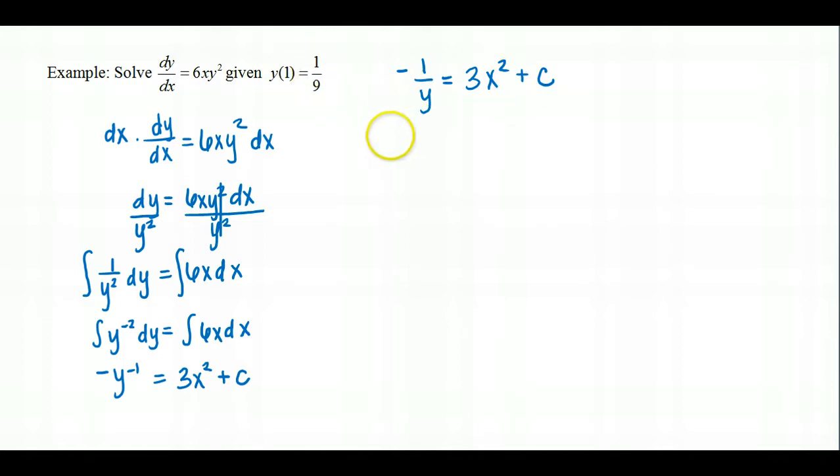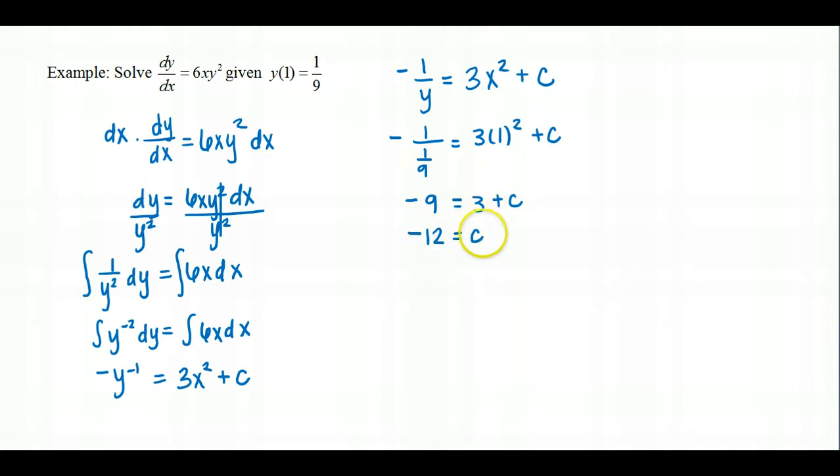So this equation becomes negative 1 over the y value, which is 1 over 9, equals 3 times 1 squared plus c. So 1 over 9 becomes just 9, and there was a negative in front, so the negative stays there. So negative 9 has to equal 3 plus c. And now if I subtract 3 from both sides, I get negative 12 is my constant c.